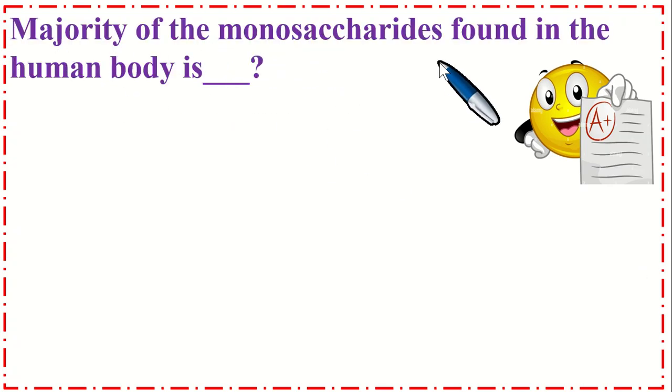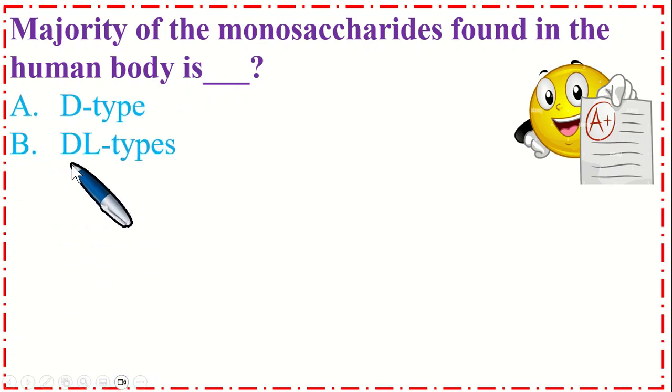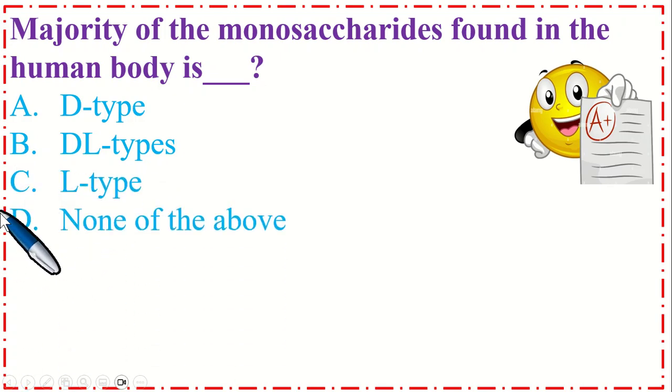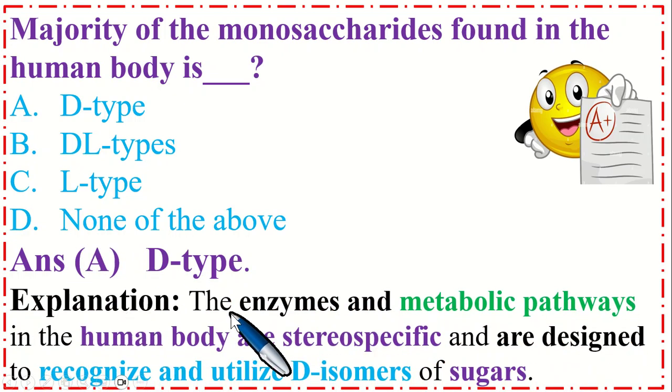The majority of the monosaccharides found in the human body is dash. Option A D type, B DL type, C L type and option D none of these. So the correct option is A, D type. The enzymes and metabolic pathways in the human body are stereospecific and are designed to recognize and utilize the D isomer of sugars.